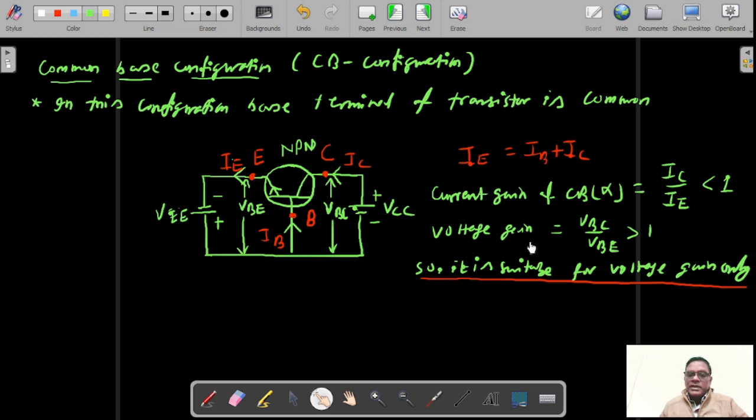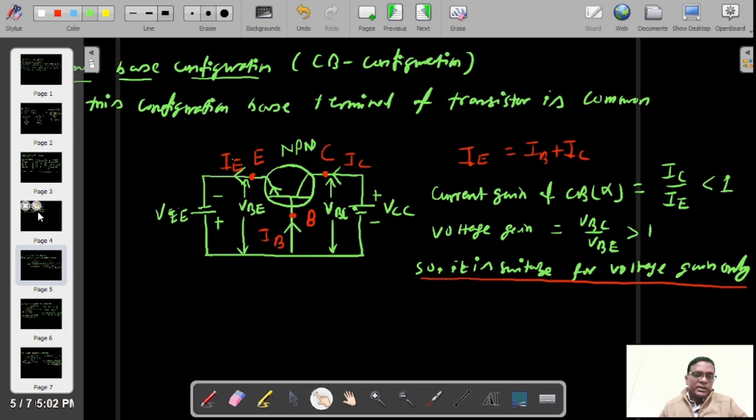Now in case of voltage gain, the output voltage is taken as VBC and the input voltage is taken as VBE. In an amplifier circuit, this VBC will be a reverse bias voltage, approximately 0 to 10 or 15 volts, a higher voltage applied in the reverse bias region, and a very small forward bias voltage is taken in the forward junction. If we take the ratio of these two, it will always be greater than 1. So this particular circuit is suitable only for voltage gain amplification.